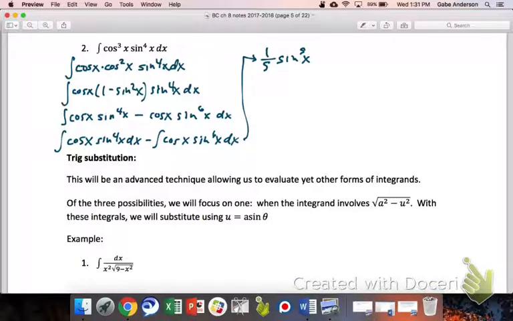And then the other one would be minus 1/7 sine to the 7th, and then plus c. Make sense? We don't have to do it on this one, but we could always differentiate that and try to match it with the original integrand. Oop, that's supposed to be a 5, right? Yeah, there we go. And it should, maybe with a few identities thrown in there, work out okay.